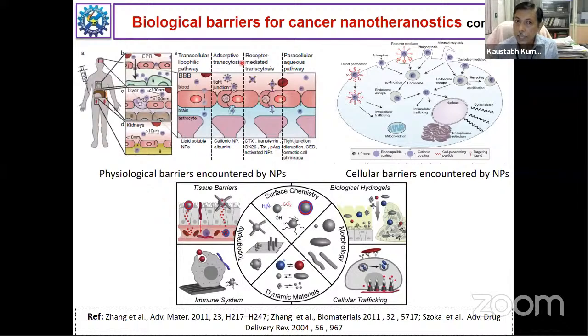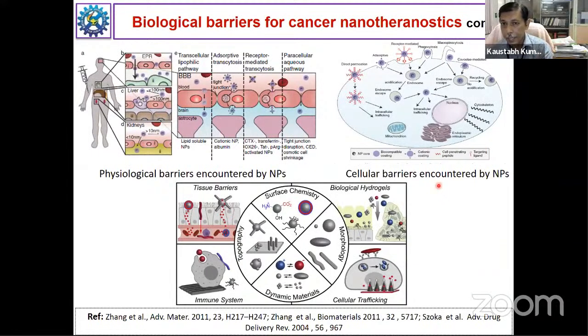Another is the adsorptive transcytosis pathway. There we have a phenomenon called adsorptivity, where we can ferry the cargo molecules based on their charge imbalance or charge balance. Another is the receptor-mediated pathway, and we also have the paracellular aqueous pathway. Considering the right side, if you look at the cellular barriers you need to overcome, there are a few features or phenomena.